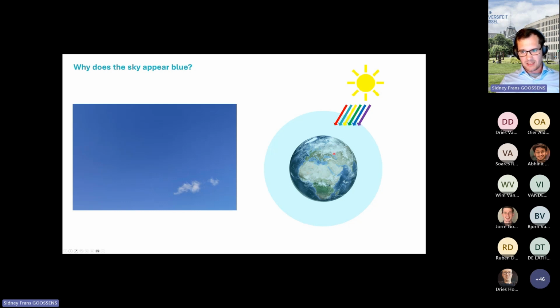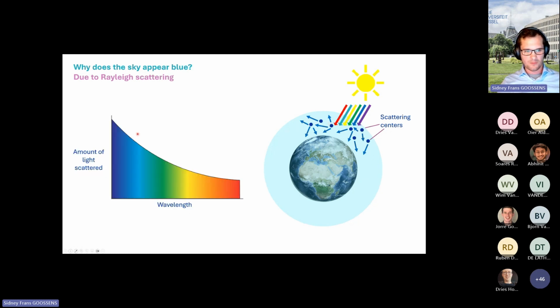So if you look directly at the sun, well, I don't recommend it, but if you would do that, you will see most of the colors in the white light spectrum are present. But what will you see if you look in any other direction to the sky? You will see blue light because the particles in the atmosphere are scattering mostly the blue light of that spectrum coming from the sun.